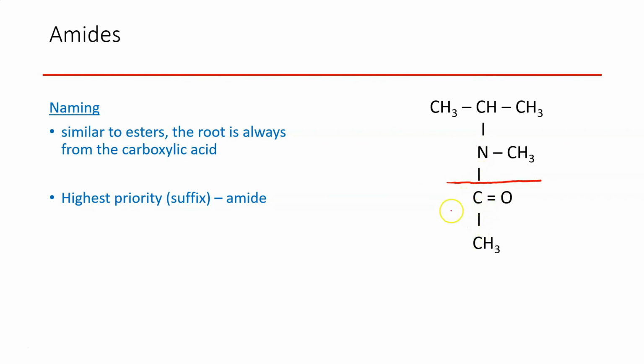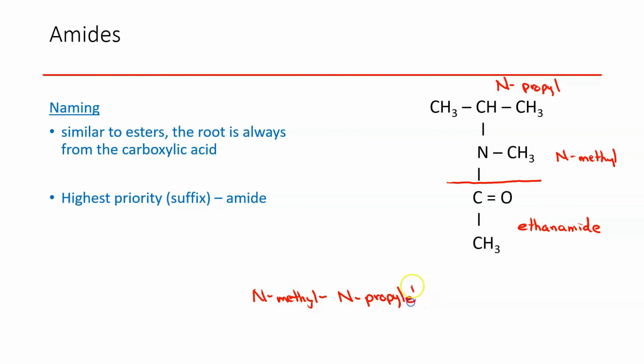And this lets me see that I had a 2 carbon root, so it would be an ethanamide. And because it's the highest priority and it can only be at the end of a carbon chain, I don't have to state its location. And then I have a methyl group and a propyl group, so this would be N-methyl, and this would be N-propyl. And now I just put them together in alphabetical order. And so therefore it'd be N-methyl, N-propyl, ethanamide.